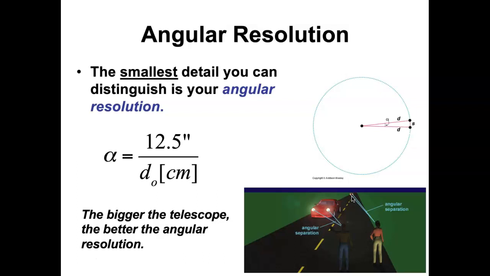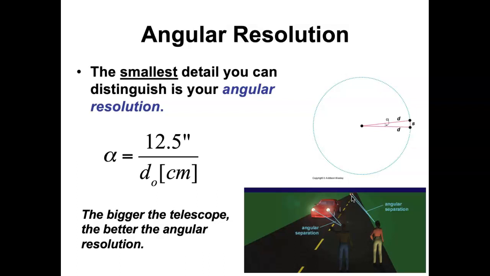When that car is way on the horizon, you're probably not going to be able to see two individual light sources. It's just going to look like one blob of light. Why? Because the angle between the two headlights is too small. Every optical device, your eye or a telescope, has a limit to how small of a detail it can resolve, how small of a detail you can pick out as two individual details.